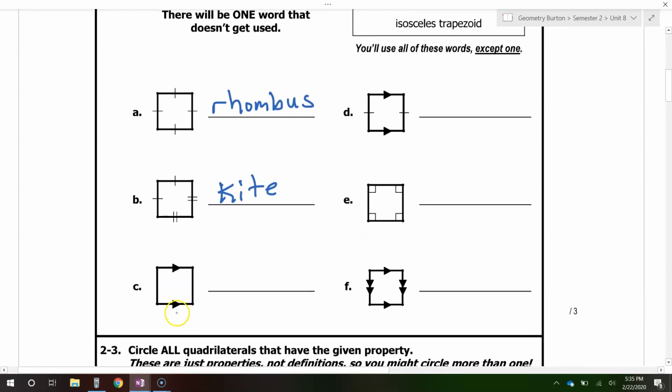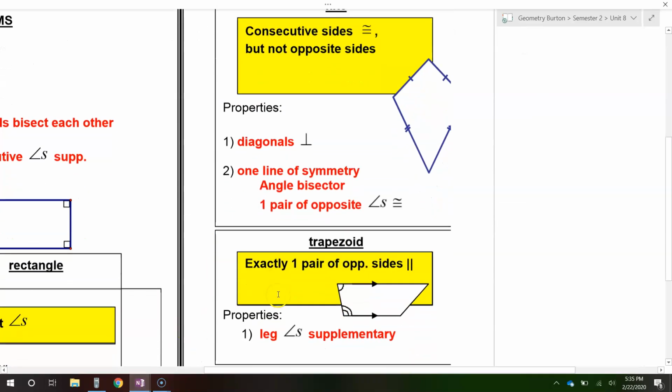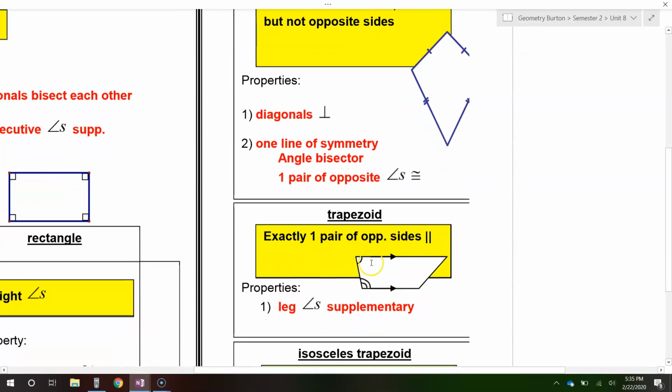All right, one pair of parallel sides. That's what these arrows mean. One pair of parallel sides, that is a trapezoid. All right, exactly one pair of parallel sides.